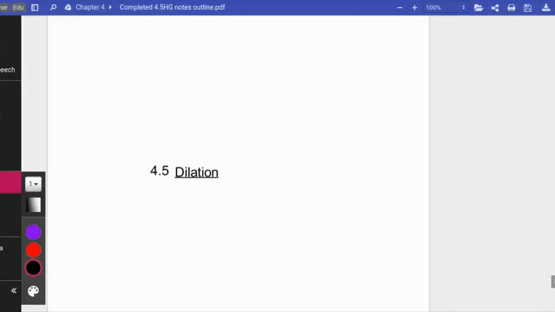All right, crew, it is time to move on to dilations. So we have now done translations, reflections, rotations, and all of those were what we call congruence transformations because the original shape and its image are exactly congruent. Dilations, however, are not a congruence transformation because it actually changes the size of the shape.